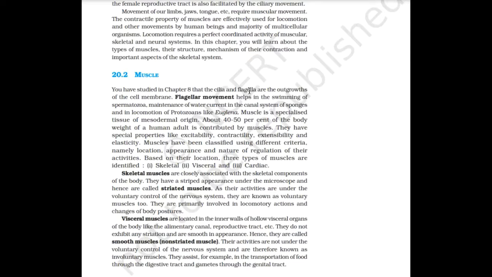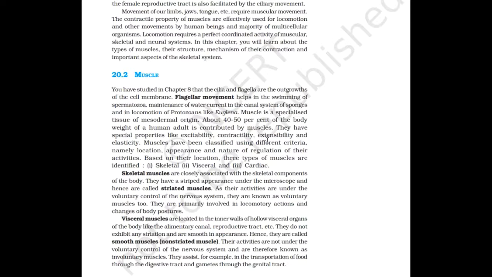Muscles. You have studied in chapter 8 that cilia and flagella are outgrowths of the cell membrane. Flagellar movement helps in the swimming of spermatozoa, maintenance of water current in the canal system of sponges, and in locomotion of protozoans like euglena. Muscle is a specialized tissue of mesodermal origin. About 40 to 50% of the body weight of a human adult is contributed by muscles. They have special properties like excitability, contractility, extensibility, and elasticity.